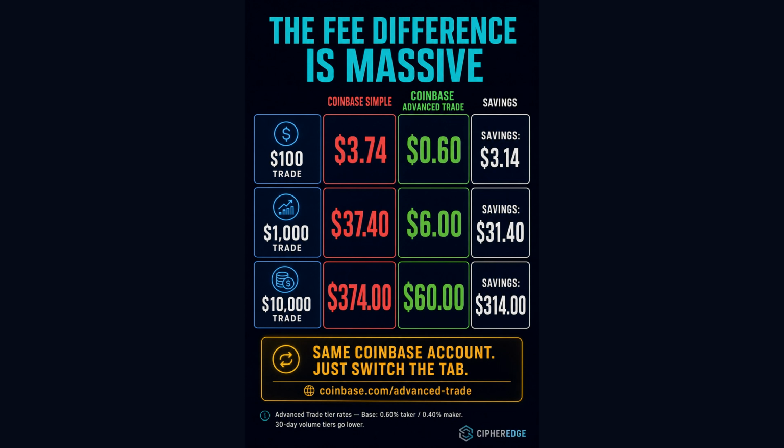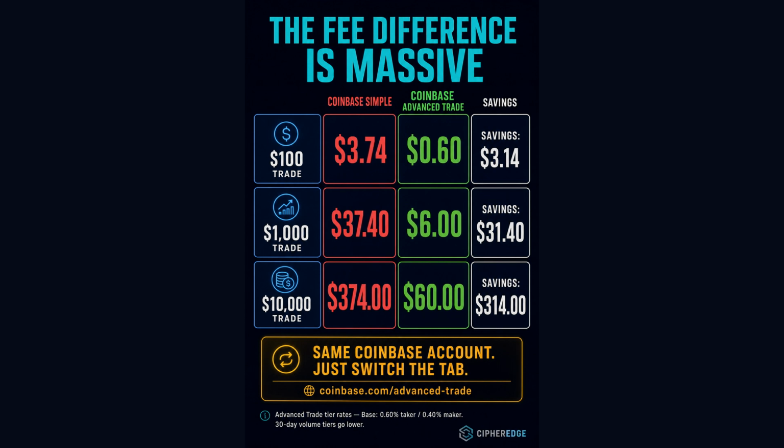The tier structure gets better as volume goes up. Cross $10,000 in 30-day volume and you drop to 0.25% maker and 0.40% taker. At 50,000, it's 0.15% maker and 0.25% taker. At 500,000, you're at 0.10% and 0.20%. The more you trade, the lower your per trade cost. Compare that to Simple, where the rate never drops no matter what.